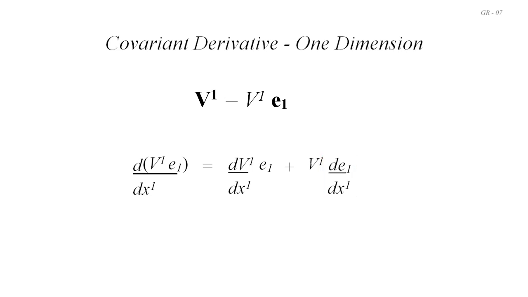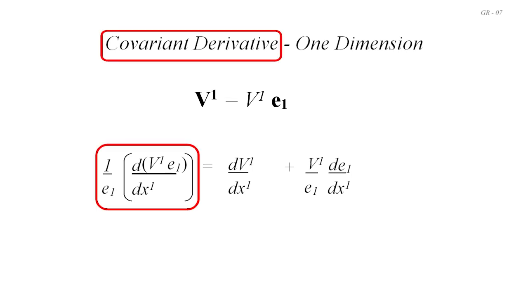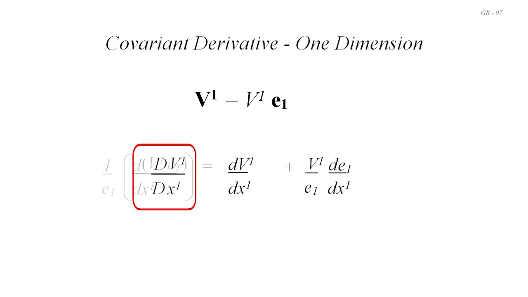Now let's divide throughout by the value of the scalar e1, and this will give us this equation. We now have on the left hand side what we might call the actual derivative of the size of the vector divided by the size of the basis vector at that point. And if you think about it, that whole thing must be equal to the actual derivative of the component v1 of the vector. Think about it. It's the actual size of the derivative of the vector divided by the basis vector. And so it must be the actual derivative of the size of the component of the vector. And if we now call that the covariant derivative of the component and write it like this, it should hopefully be easy to grasp the meaning of this equation.